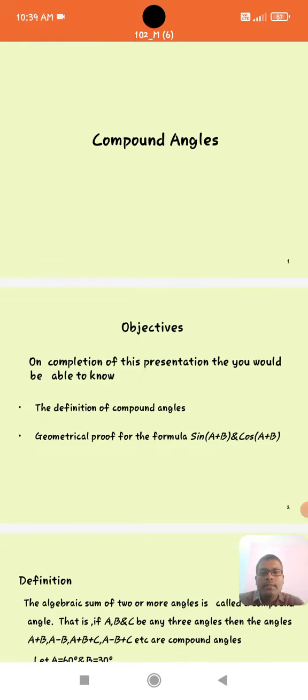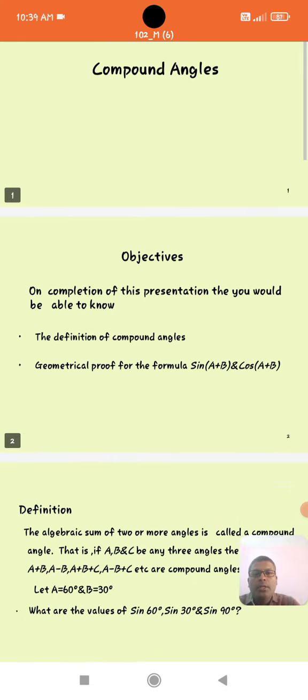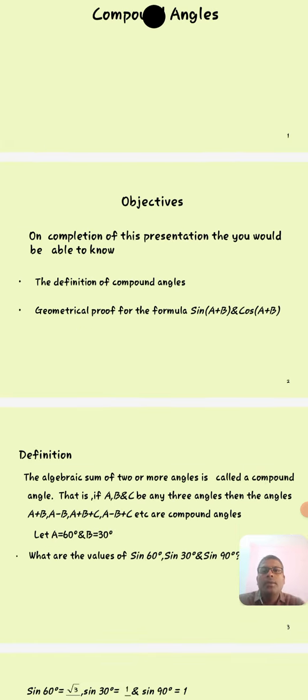Compound angles. Here the objectives are: on completion of this presentation, you would be able to know the definition of compound angles, and the geometrical proof for the formula sin of A plus B and cos of A plus B.